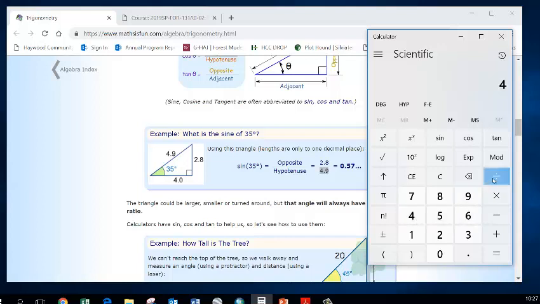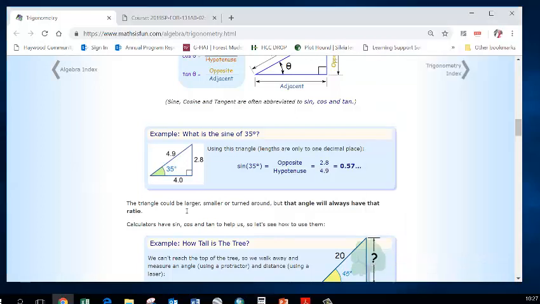4 divided by 4.9 equals, well, what do you know? 82%. So 4 is 82% of 4.9. So you see that relationship, and it's really cool. You could use that all over the place for a lot of different things when you're dealing with right triangles.